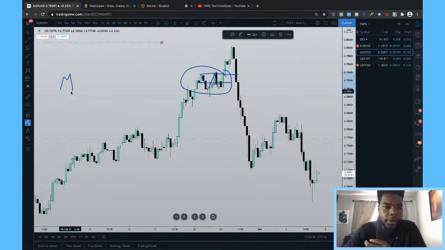As we can see here, we try to push up past resistance, we can't. So then we fall again, retest, make a new level of resistance, and then we break past it with that engulfing right here.